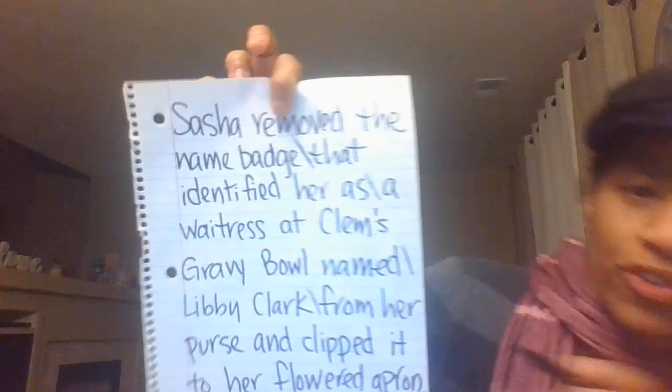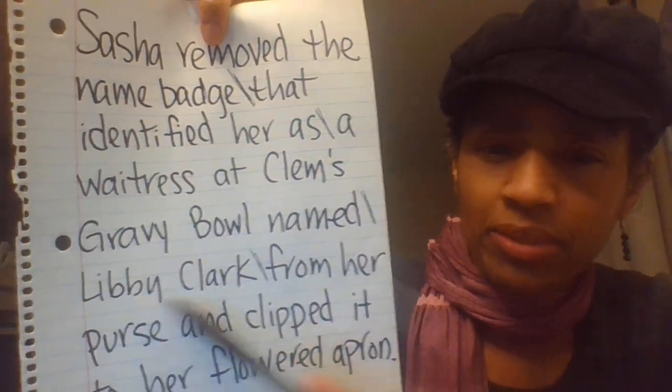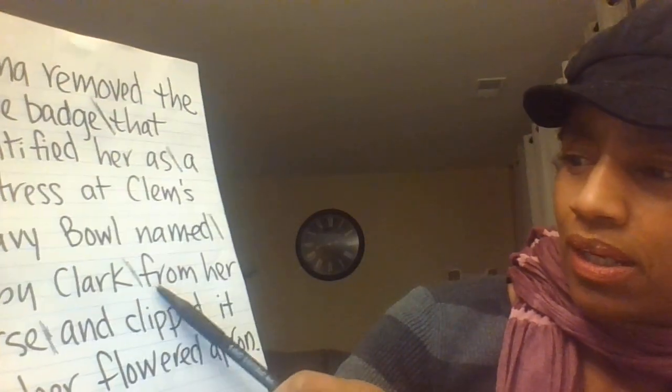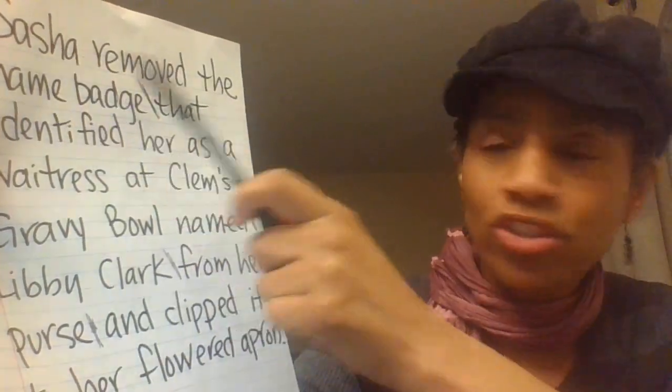So Libby Clark is going to have its own little section. The next slash goes there, and I'll put a slash over here too because I'm marking both sides. There are two slashes, but whatever. And then the last section is going to be right after purse, because from her purse tells where the name badge originated, where she removed it. So now we've got sections.